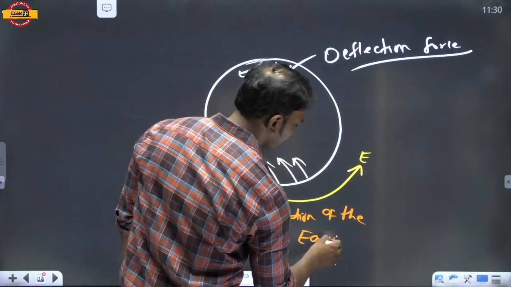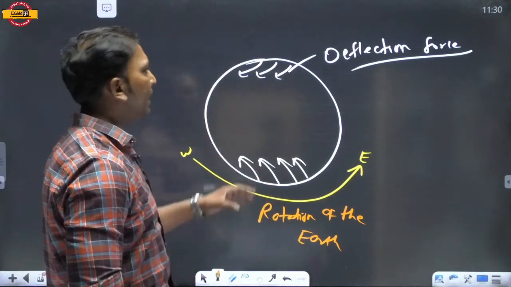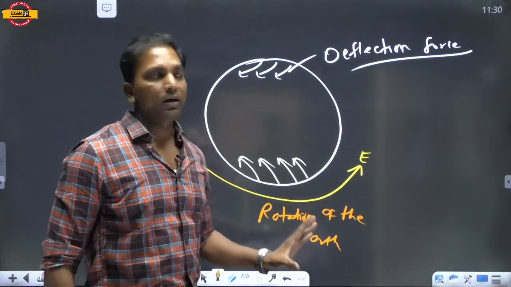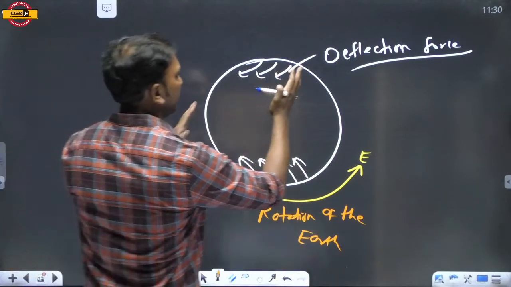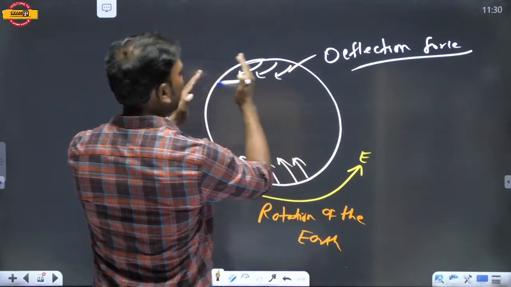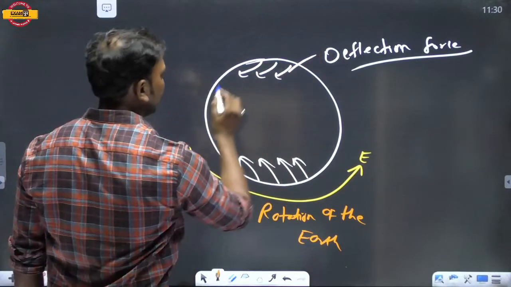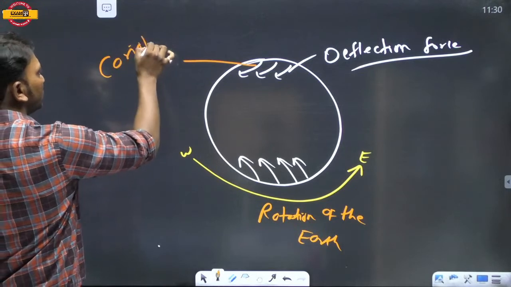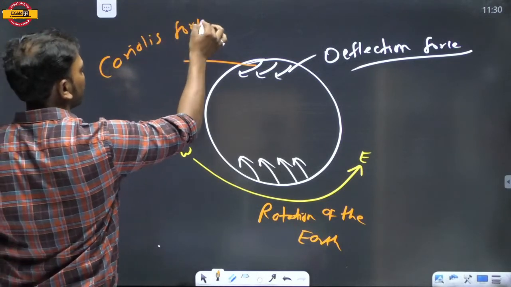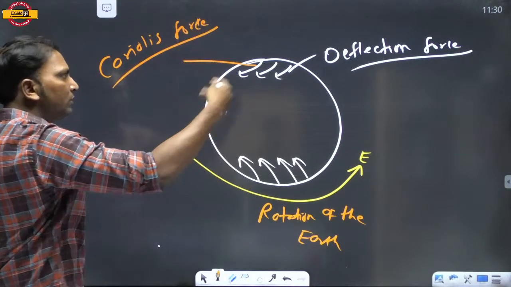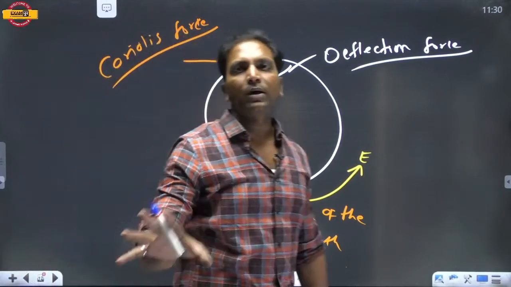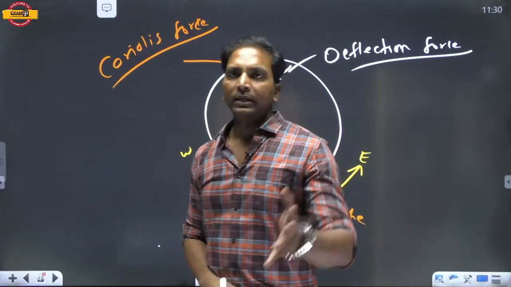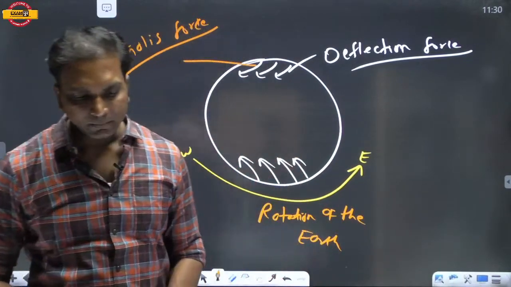Rotation of the earth, and it applies against the direction of the rotation of the earth. So now you see it implies from east to west, and this is the deflection force. It was discovered by Coriolis. So this one is called the Coriolis force. So deflection force is the Coriolis force, which was discovered by Coriolis. That's why the name given is Coriolis force.